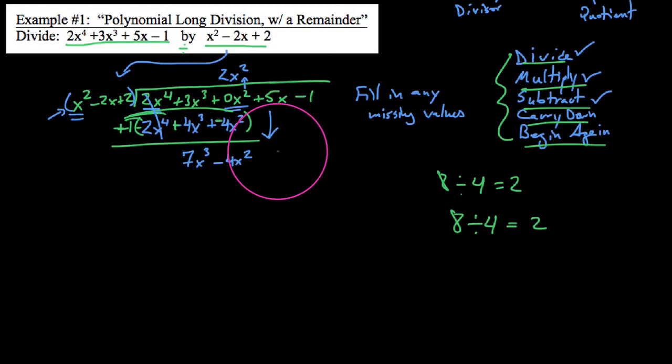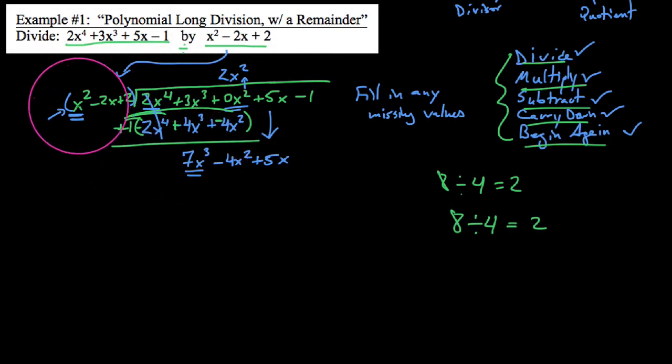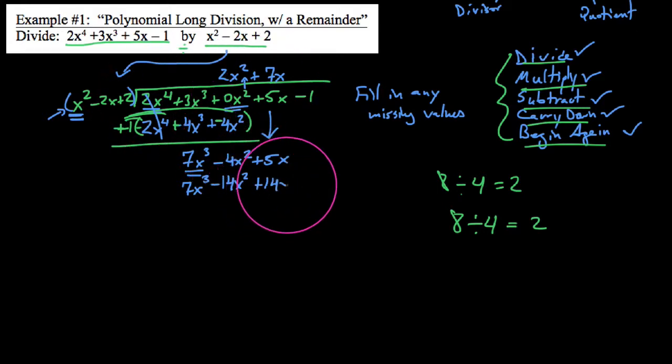What comes next is our carry down. We're going to bring this down here, and we're going to begin again. This time, instead of how many times x squared, the leading term here, goes into 2x to the fourth, I'm asking how many times x squared goes into this leading term, 7x to the third. Again, remember, we could just ask, what could I take times x to the second power to get 7x to the third? A positive 7x would do the trick. We say 7x, now we've divided, let's do our multiply. 7x times x squared is 7x to the third. 7x times negative 2x is negative 14x squared, and 7x times this 2 here is 14x.